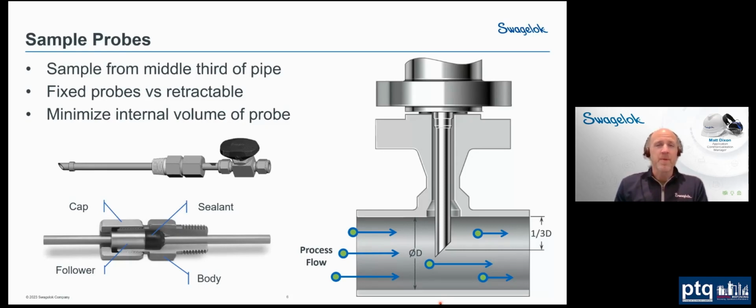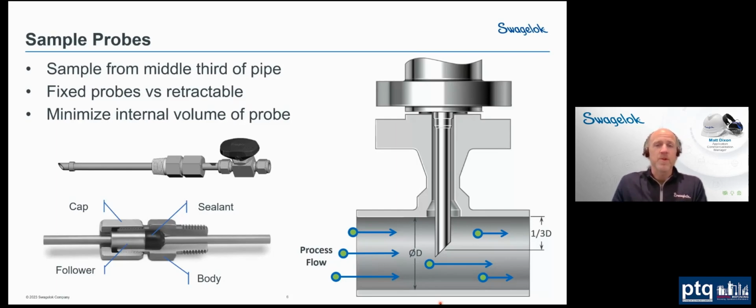If we didn't have a probe, then we would be taking that sample right from the wall of the pipe, and we would have to worry about contamination potentially, lower flow along the walls of the pipe, and it's basically just not as representative. So we want to make sure that we're sampling from that middle third, in any sort of a large diameter pipe.